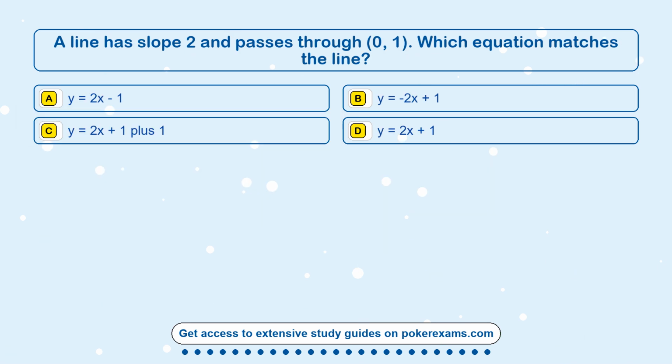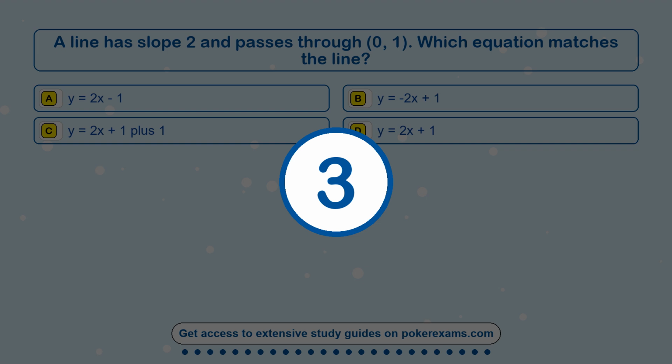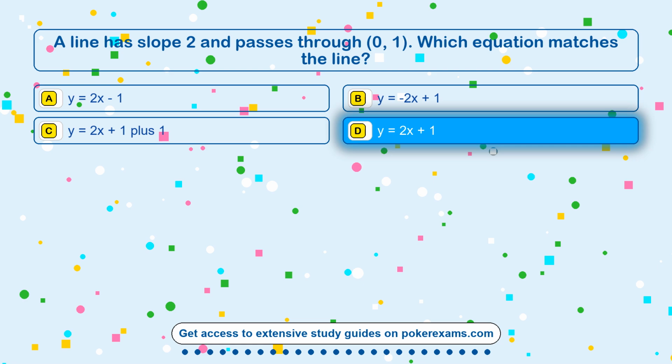Question 14. A line has slope 2 and passes through (0, 1). Which equation matches the line? Option A, y equals 2x minus 1. Option B, y equals negative 2x plus 1. Option C, y equals 2x plus 1 plus 1. Option D, y equals 2x plus 1. The correct answer is option D, y equals 2x plus 1.